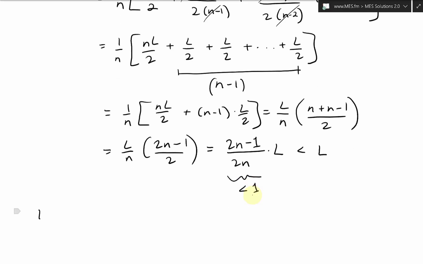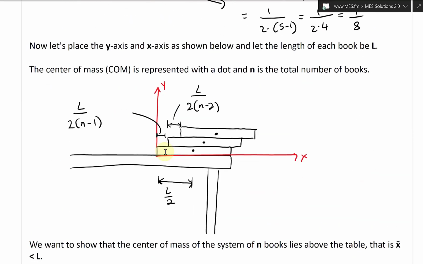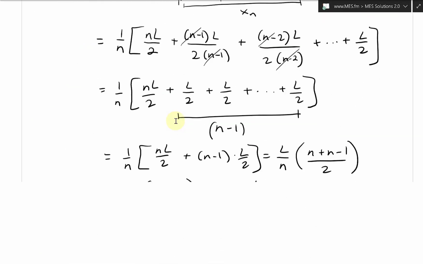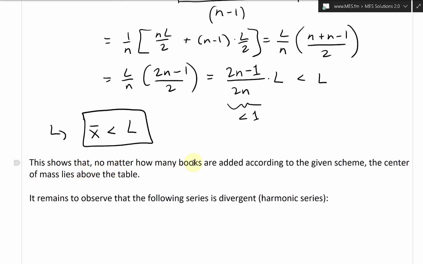So that means that the weighted average is less than L, so it does not extend outwards. So it's going to be less than L, where L is this. So the average of all this, the mass, is going to be less than L. In other words, it's not going to be tipping over, which is quite fascinating stuff here. This shows that no matter how many books are added according to the given scheme, the center of mass lies above the table, so it doesn't go over the edge.